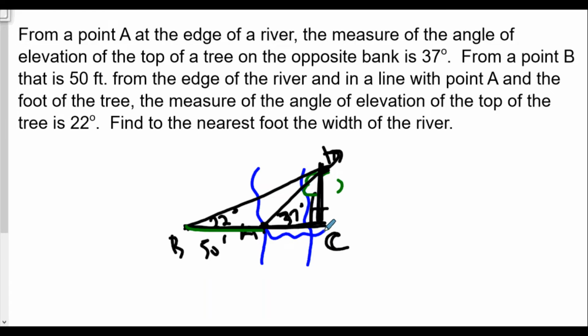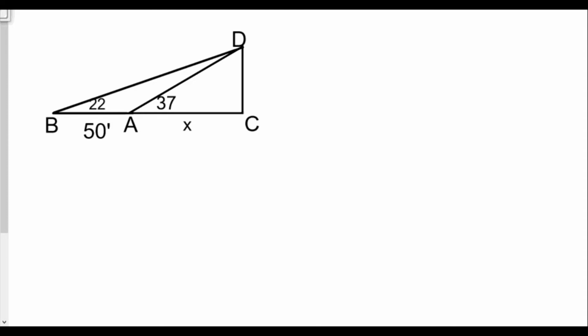So 37 degrees is great, but we don't know any side to go with it. In this right triangle BCD, all we have is a piece, not the full side, of the angle. So just to make things a little easier, I redrew this. We have a right angle here. What we want to do is take a look at another triangle, triangle BAD.